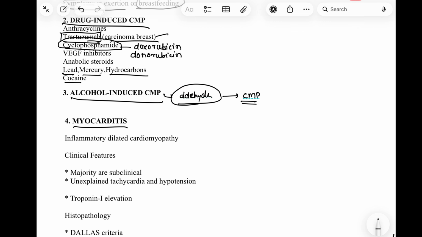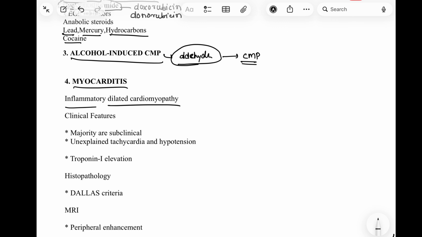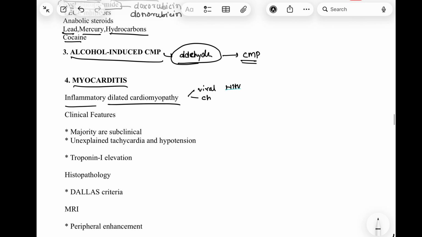Now there are a few myocarditis that are also associated with cardiomyopathies, and those are inflammatory dilated cardiomyopathy, which is usually associated with viral infections like HHV and Chagas disease.